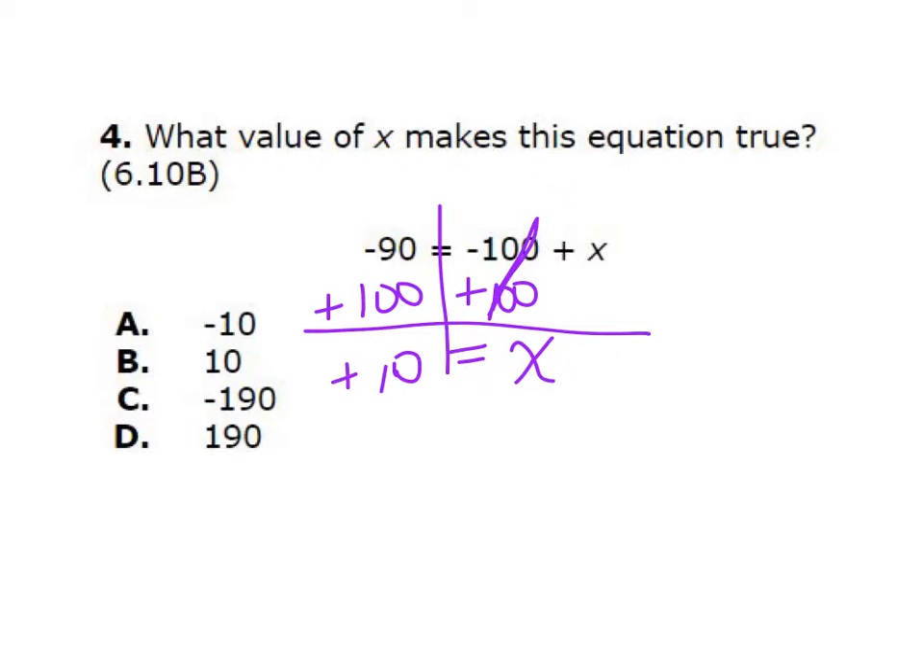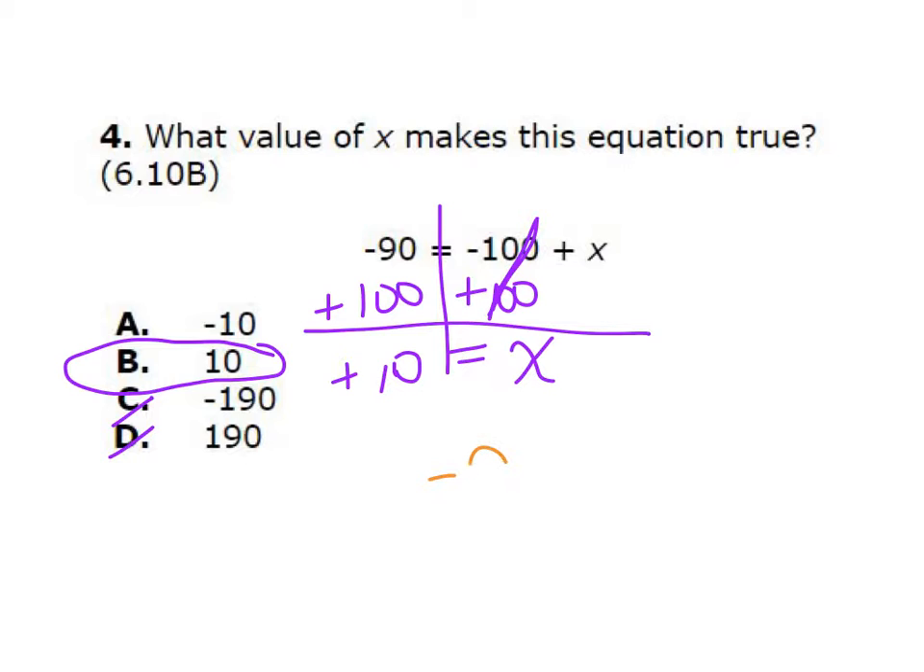If we look at our answers, I know D and C are not possible because it's 190. So it's between A and B. Because this is a positive 10, my answer is going to be B. So let's go ahead and check our answers by substituting x. And you could have done that too. Instead of doing all this work, you could have substituted all the answers to see if it gives you the correct one.